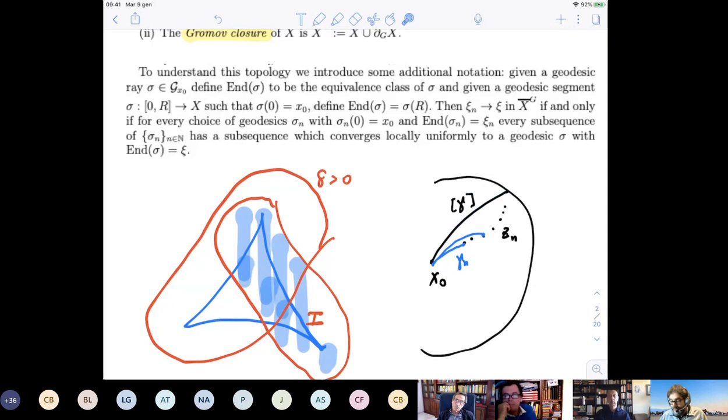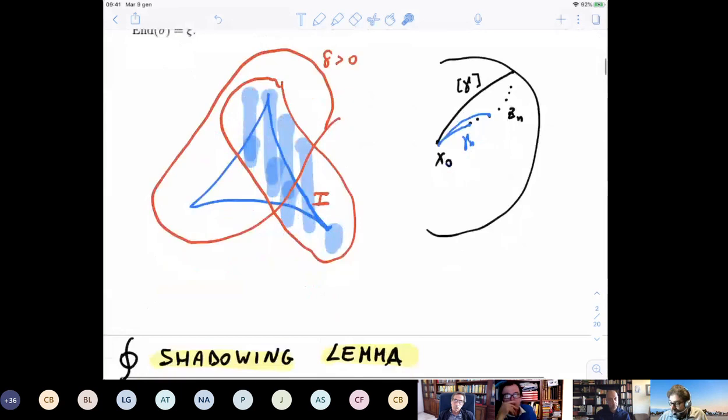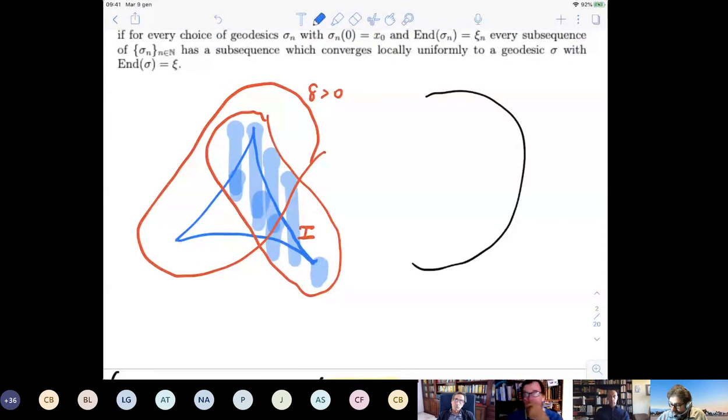If you look at the example of the unit disk, here we have the unit disk, and let's say we consider zero as the base point, so we have this segment which is a geodesic for the hyperbolic metric. And now if we have a sequence of points here converging to one, then we can consider these segments, and you see that these segments here are converging uniformly on compacta in the end to this geodesic.